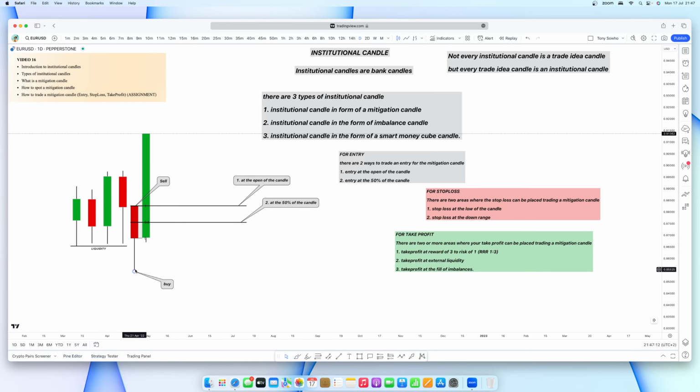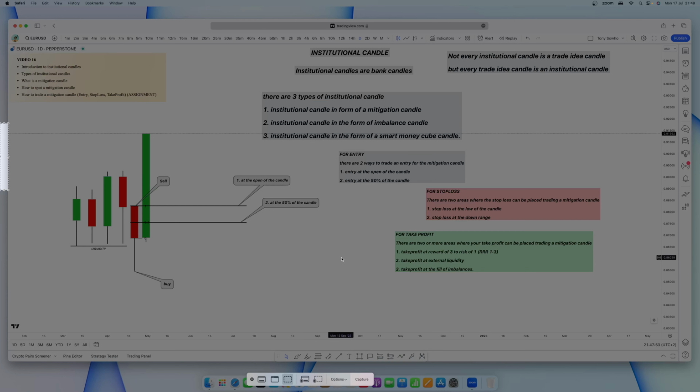Stop loss can either be at the low of the candle, which is this low, and remember it can also serve as the down range, so it could be the same place. Then take profit at 1 to 3, external liquidity, or the fill of imbalances. So this is a mitigation candle. I've explained how to spot a mitigation candle and how to trade it. Before we move on, I just want to show you a couple of examples, and then I'm going to give you the homework exercise.